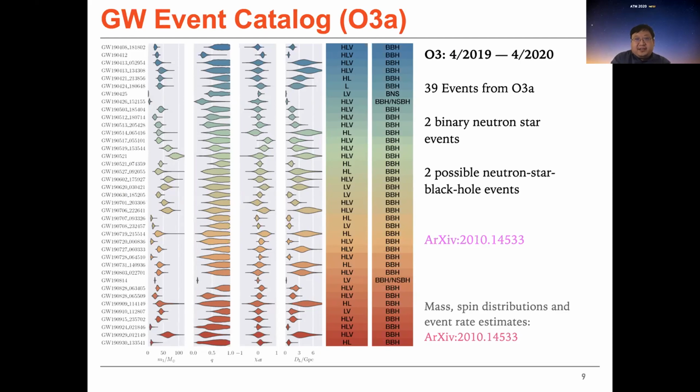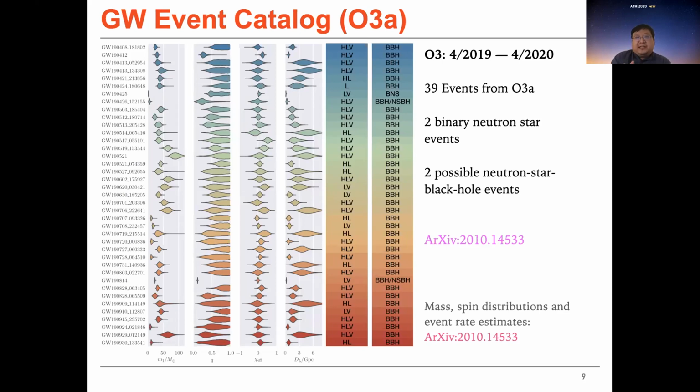And among these, as you can see here, most of the events are binary black holes. Some of them are possibly binary neutron stars, and some of them are possibly neutron star black hole binaries. It actually requires a lot more sensitivity for us to really say whether these are binary neutron stars, binary black holes, or neutron star black hole binaries. So you can refer to these two papers for details.